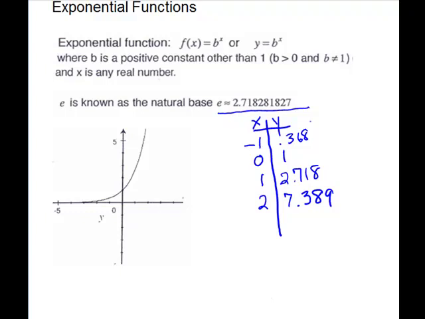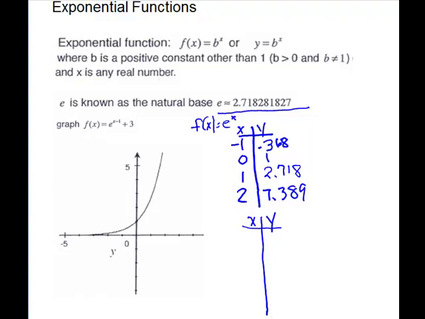I just went ahead and put some values. I plugged these in the calculator. I still used negative 1, 0, 1, and 2. So what I have is e to the negative 1, so 1 over e. E to the 0, anything to the 0 is 1. E to the 1, and e squared. And there's your graph.